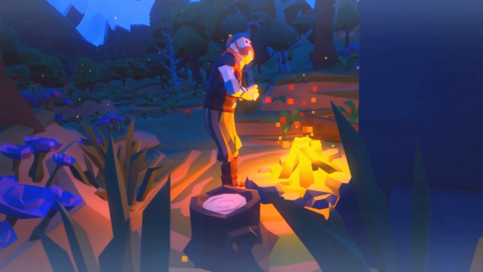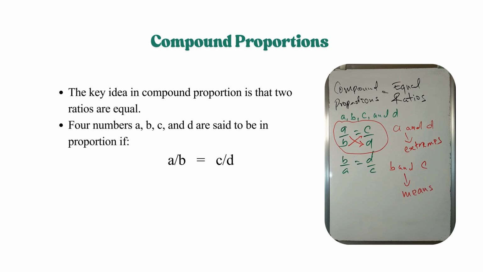What you need to know is that the key idea in compound proportion is that the two ratios are equal. So if you have A, B, C, and D, and you divide A by B, you should be dividing C by D to equate them. If you decide to divide B over A, then you should do the same on the other side, and we will have D over C to make them proportional. You need to make them equal ratios.